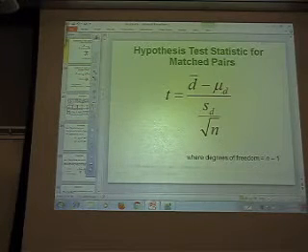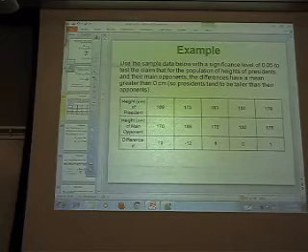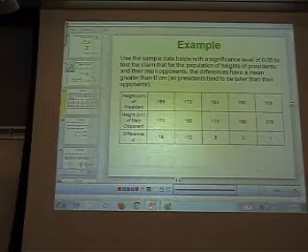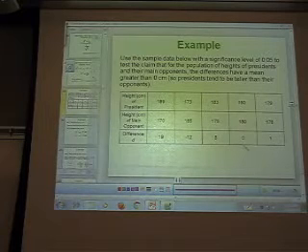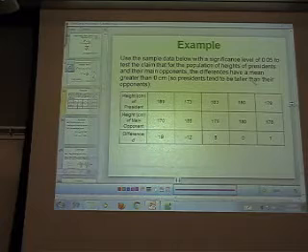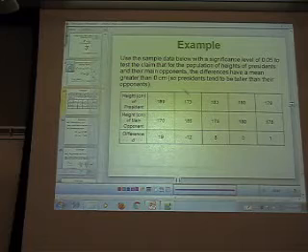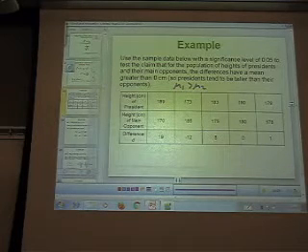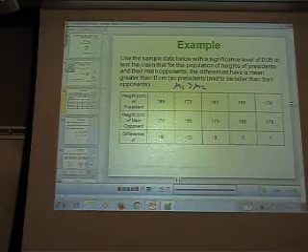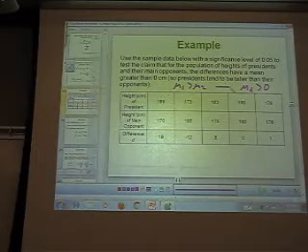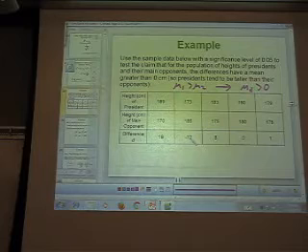Here's an example. We'll walk through it; it'll be easier. Here, I found all the differences between these two. I'm saying that the heights of the presidents are higher than their opponents, so mu1 is greater than mu2. But this works out to being that mu d is greater than 0. When you subtract them, the difference is greater than 0.